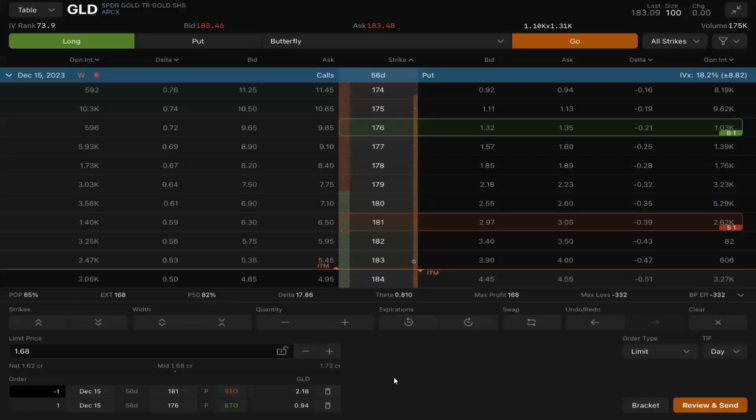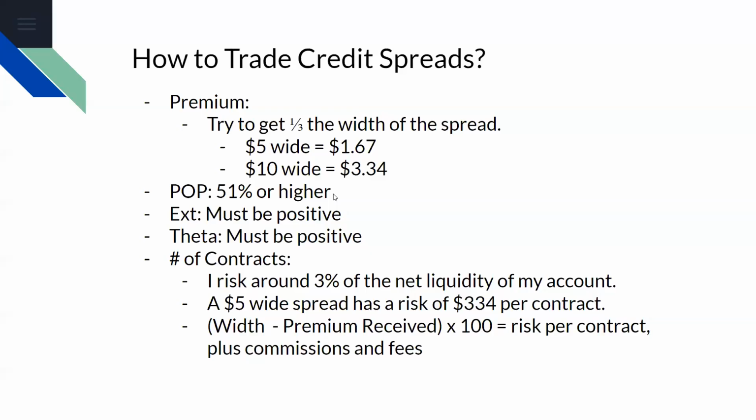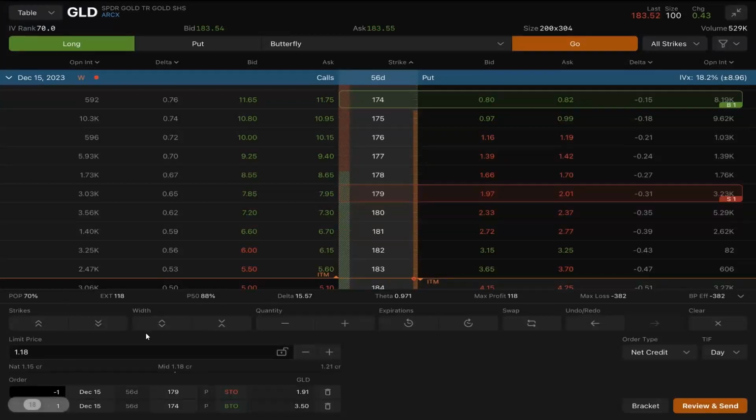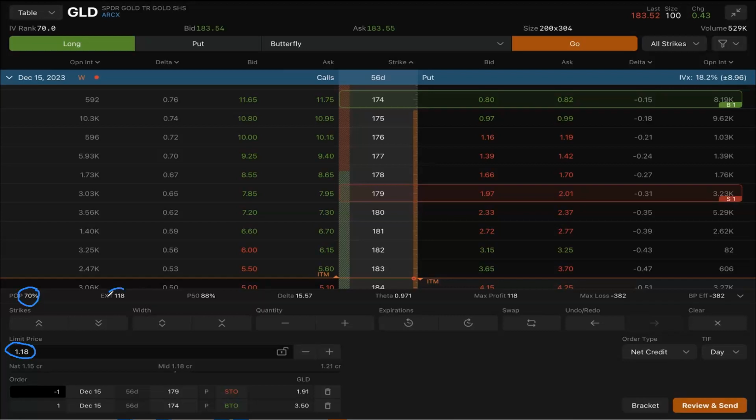So now taking a look at GLD again, we'll go back to the first screen that I showed you, where we're only getting $1.18 premium. So the premium's not high enough on that. But if we look at probability of profit, it's at 70. Extrinsic value is 118. So we have positive extrinsic value and we have positive theta. So these match up, but we're just not getting enough premium on this one.